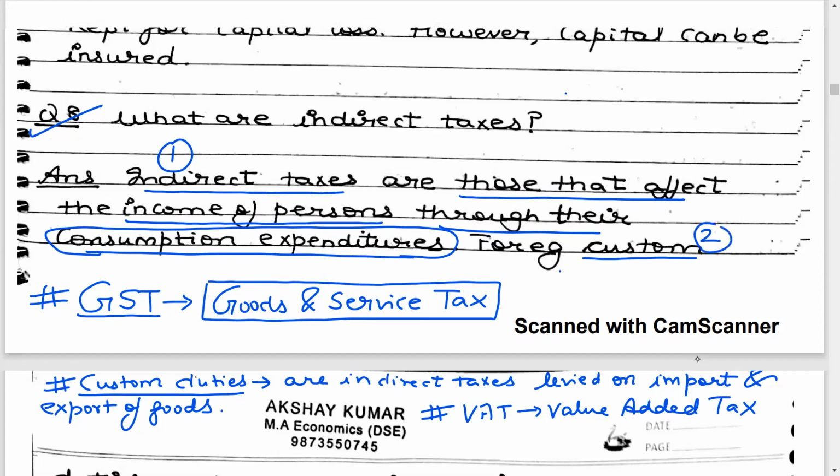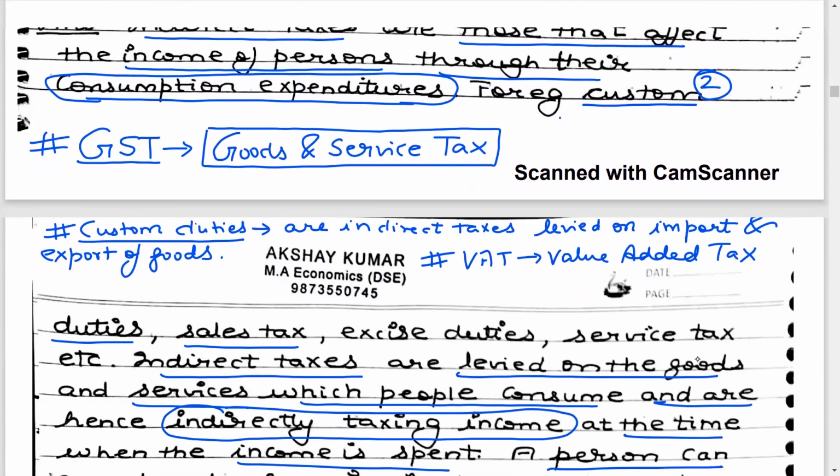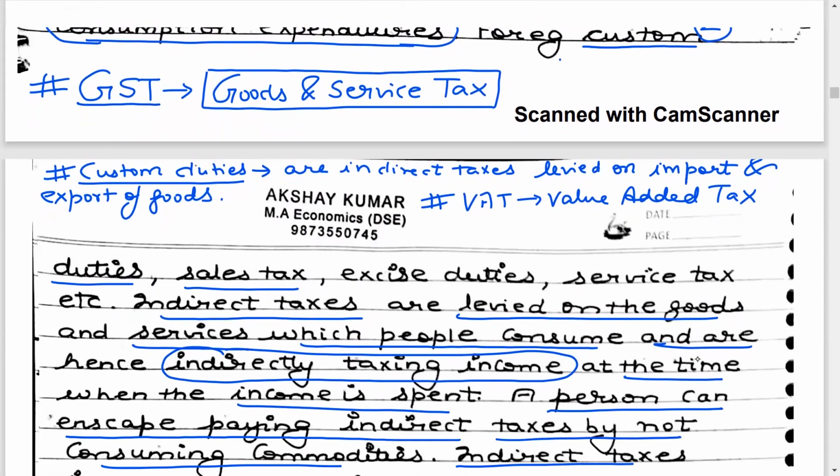Second point, we have some examples of indirect taxes, like the most famous and current example of indirect tax in our Indian economy, GST, which stands for Goods and Service Tax. We will be discussing GST in a proper separate lecture in Indian economy. Okay, then we have custom duties, which are indirect taxes imposed on export and import of goods. We have excise duties. Excise duties are also indirect taxes which are imposed on production of alcohol. So excise duty is also an indirect tax.